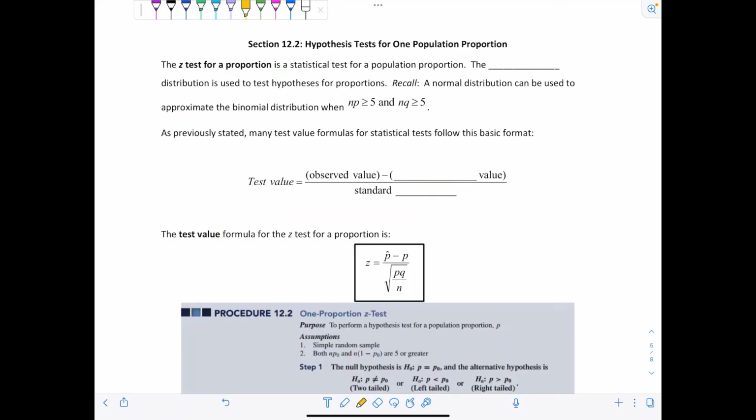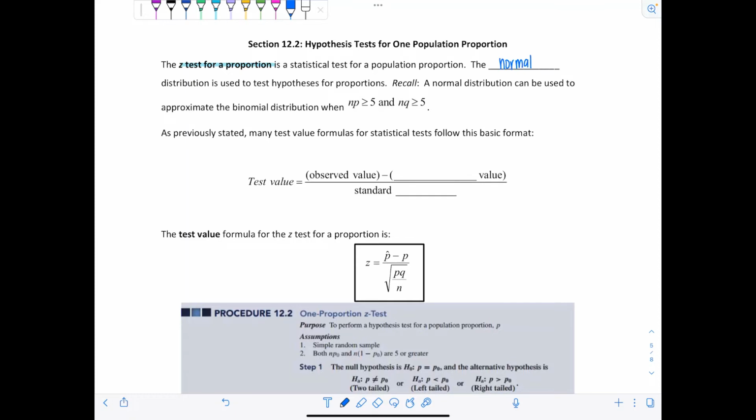All right, now we're moving into section 12.2, hypothesis tests for one population proportion. So the z-test for a proportion is a statistical test for a population proportion. And the normal distribution is used to test hypotheses for proportions. And recall, a normal distribution can be used to approximate the binomial distribution when n times p is greater than or equal to 5 and n times q is greater than or equal to 5.